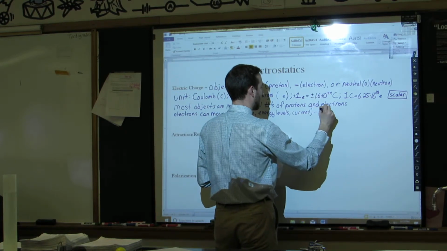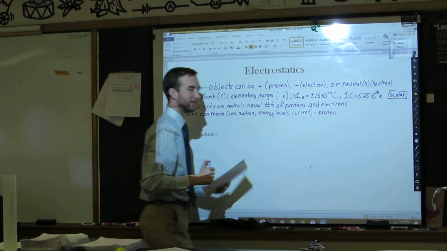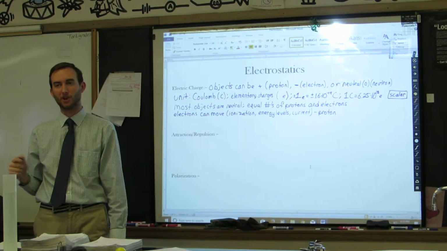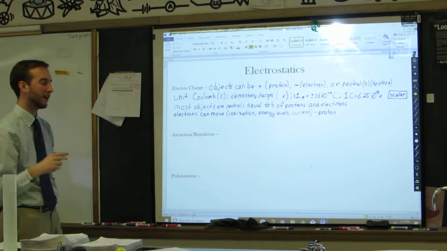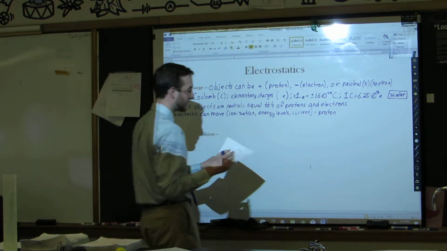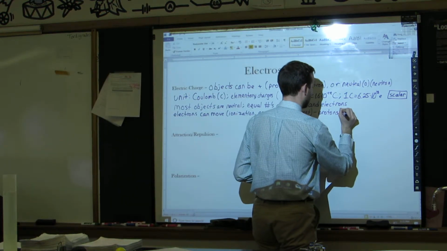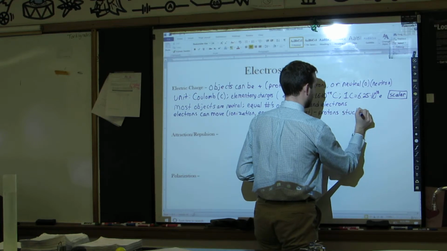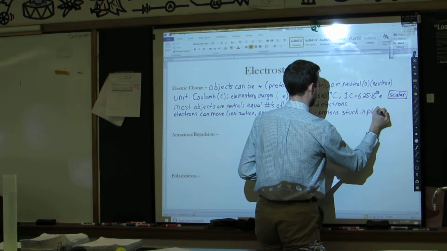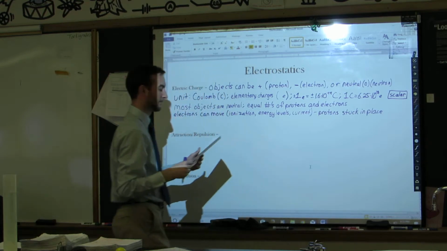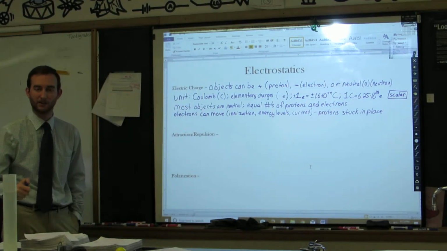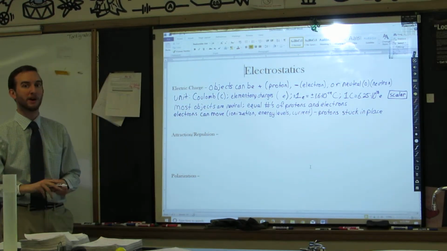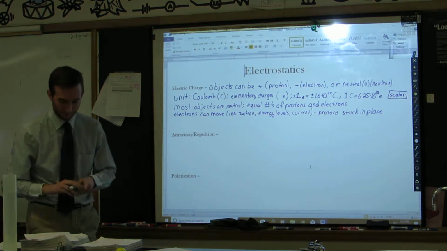However, protons, they are in the nucleus. Unless you somehow just have a rogue proton that's tunneled its way out of the nucleus, can happen, but very rare. We're not going to talk about it. Protons are pretty much stuck in place. Okay, they're kind of locked in place. Protons are stuck in the nucleus. It's the electrons that move around, and that's going to be important when we talk about charging.